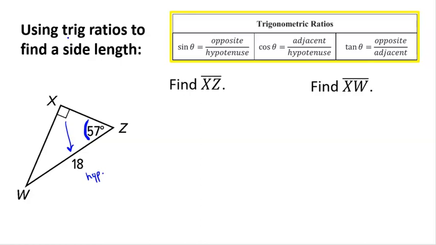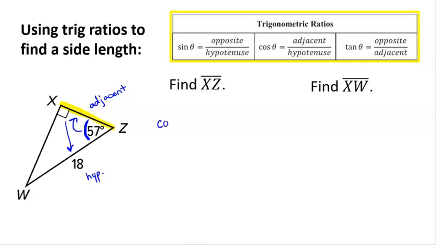All right, so now from here, they're asking us about XZ. So this is the side that they're asking for. And so when I'm looking at this, that is going to be my adjacent side. And then they also gave me the hypotenuse. So now, instead of saying angle Z, I'm going to actually use 57. So now I have the adjacent and the hypotenuse. That's going to be cosine.